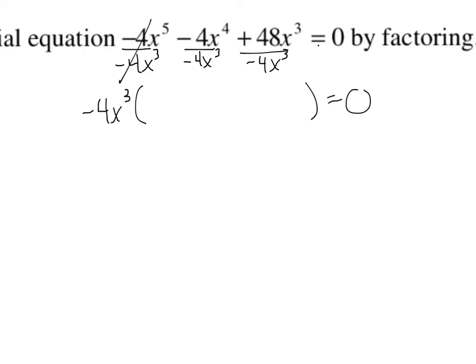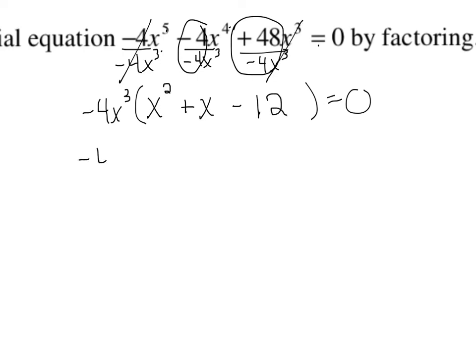-4 divided by -4 is 1. X to the fifth divided by x to the third is x squared. -4 divided by -4 is +1. And x to the fourth divided by x to the third is x. And +48 divided by -4 is -12. And those x's cancel out. So we recopy the beginning.